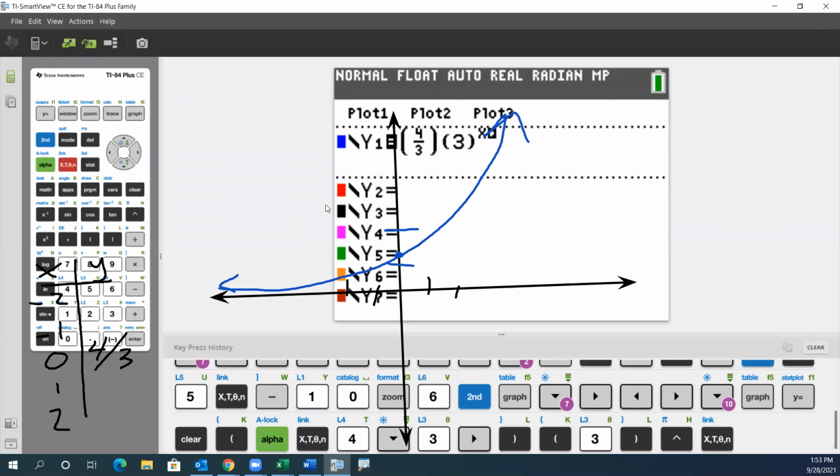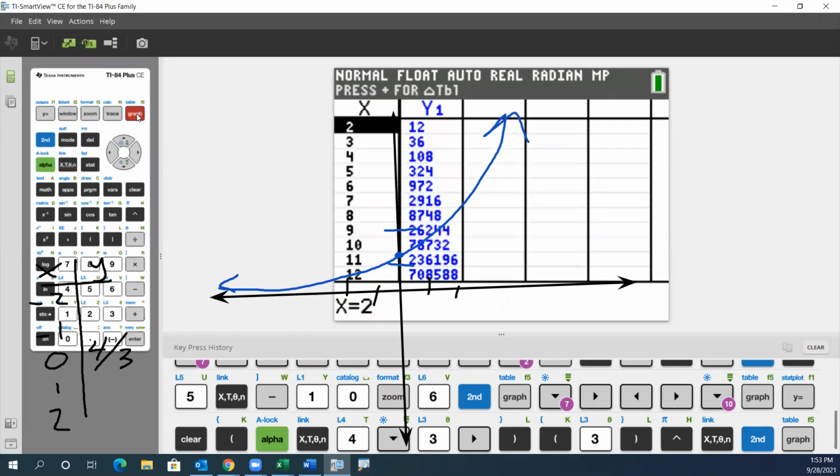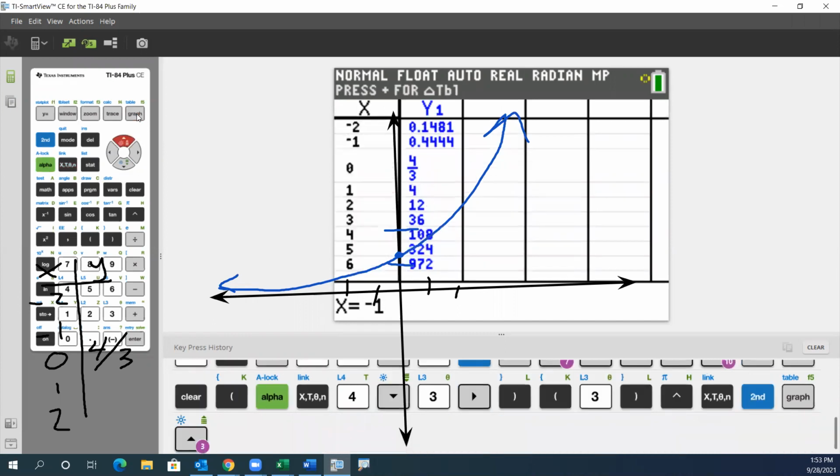All right, so I've got my function in the calculator, and I'm going to go to the table, and hopefully I've got what I want. All right, so the top 5 lines. So we've got 0.1481.